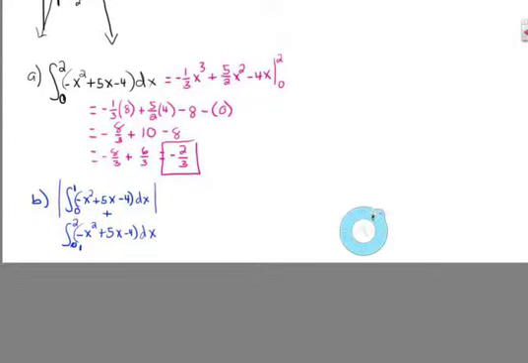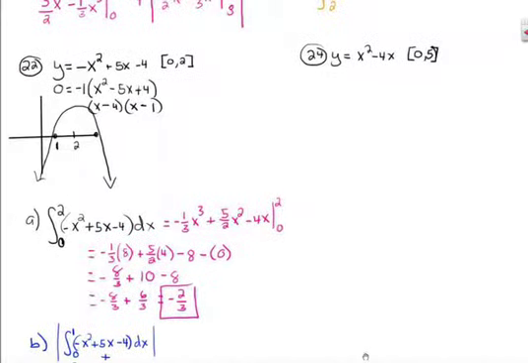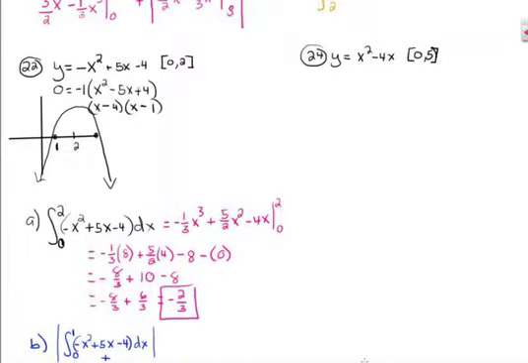So let's take a look at the next one, number 24. Same basic question. First part, it says graph it. And so again, I'm going to think about this parabola that's now right side up. And it'll be easy to find the zeros because it doesn't have a constant term. So I can factor an x out, leaving myself with x minus 4.